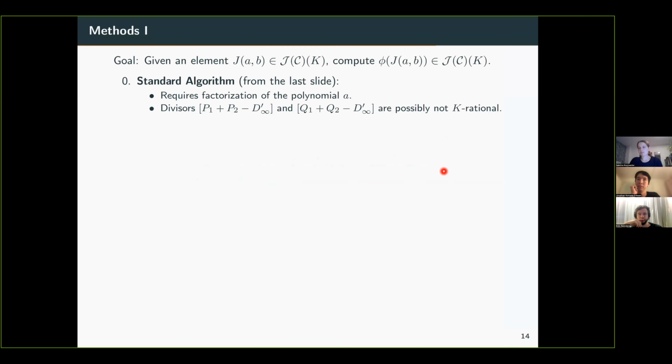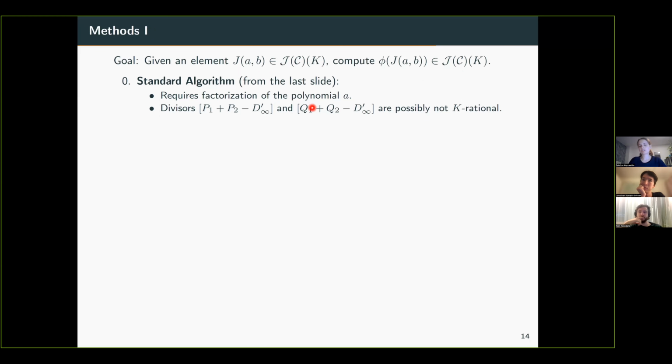So the standard algorithm that I presented before has some obvious drawbacks. So the first one is, maybe I should also explain the setting. The setting is that we have such an element of the Jacobian in Mumford presentation, and we want to compute its image in, here's a prime missing, so this should be J of C prime. And we want to compute its image.